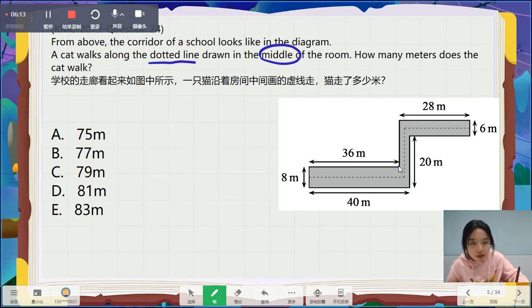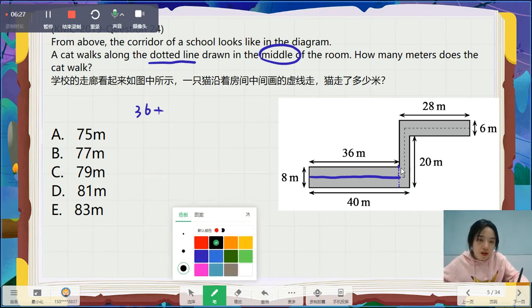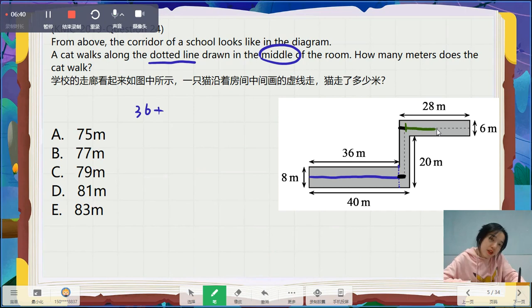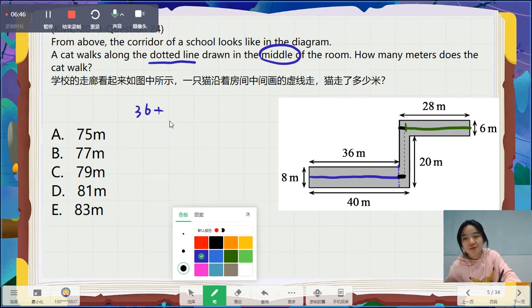But let's see, if I cut it in this way, how long is the blue line? It's very clear. It's just 36 meters. Now, don't forget this black part. We just need to translate it above to here. Then the black line, the blue line and the green line can just make 28. So after the translation, we can get two numbers directly.